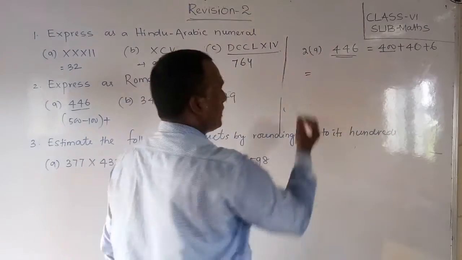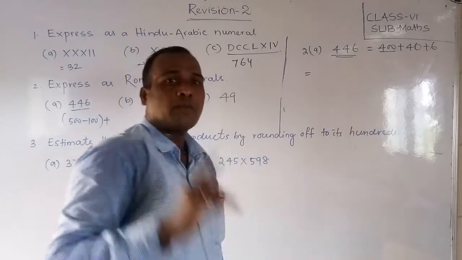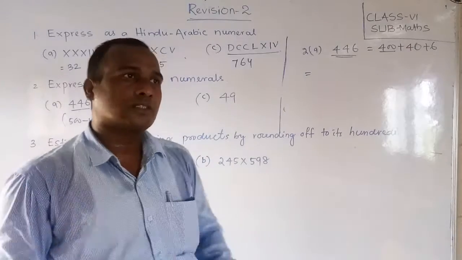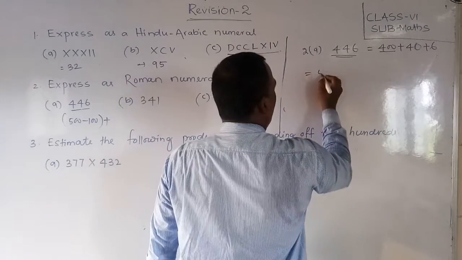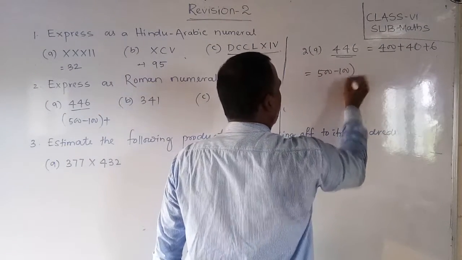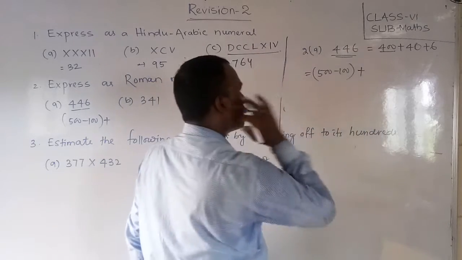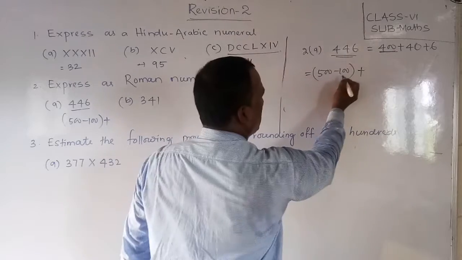400 means, how can we write it? We cannot write it as 100 plus 100 plus 100 plus 100, because 4 times we cannot write. So what you have to do? 500 minus 100, that is 400. 400 means 500 minus 100.